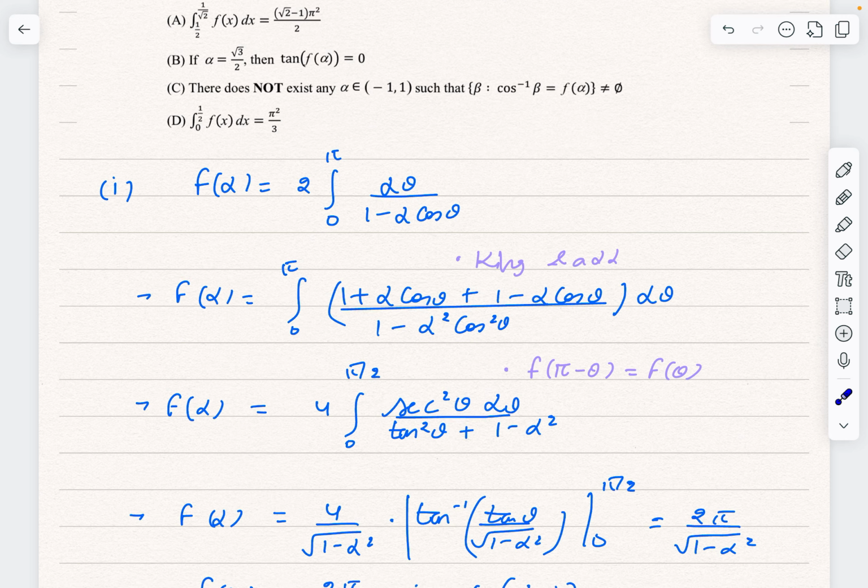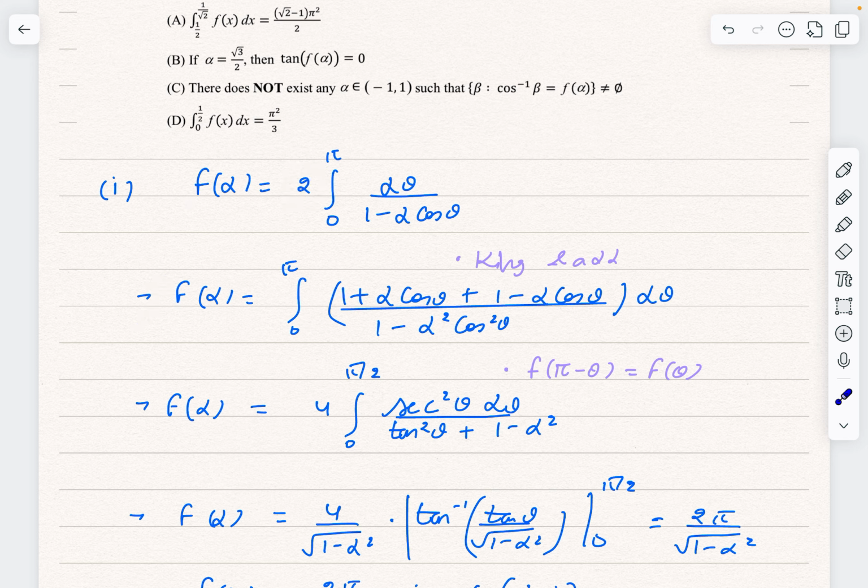F of alpha is 2 times integral 0 to pi d theta by 1 minus alpha cos theta. Use King and add. When you use King rule, cos(pi minus theta) will become minus cos theta. So this will become 1 plus alpha cos theta. And when you add them, this side will get 2 f of alpha. There is a 2 there also, so this 2 will get cancelled out.